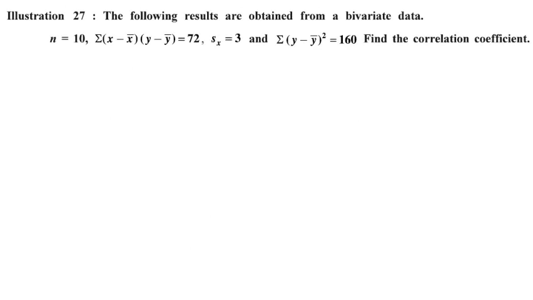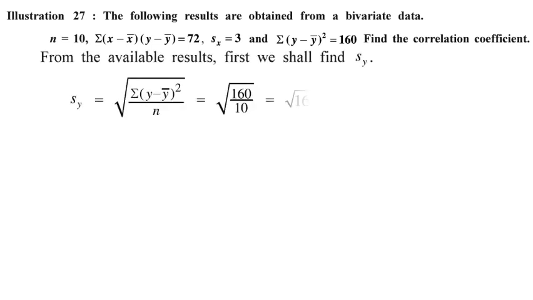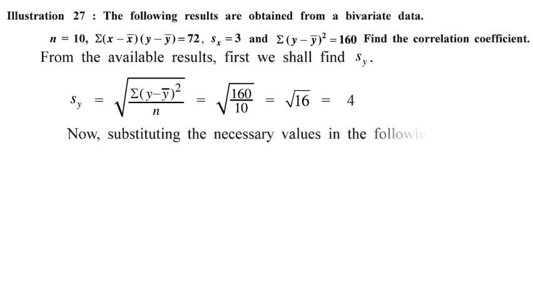Next illustration is 27. In this question, n is 10, summation x minus x bar into y minus y bar is 72, sx is 3, and summation y minus y bar square is 160. Right now we need sy to complete the sum. So we are going to calculate sy, and the formula for sy is the root of summation y minus y bar square upon n. We have y minus y bar square, we have n, so 160 upon 10 is 16, root is 4, so sy is 4. So we are going to use the formula r is equal to summation x minus x bar into y minus y bar upon n into sx into sy.